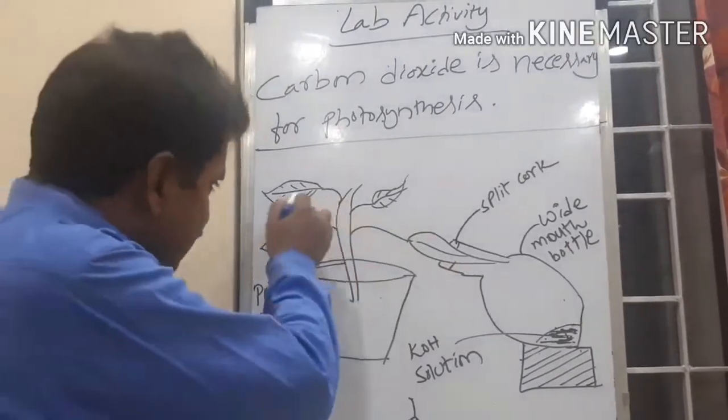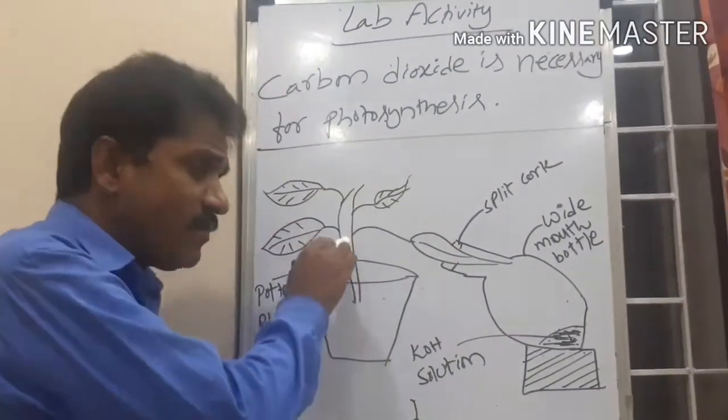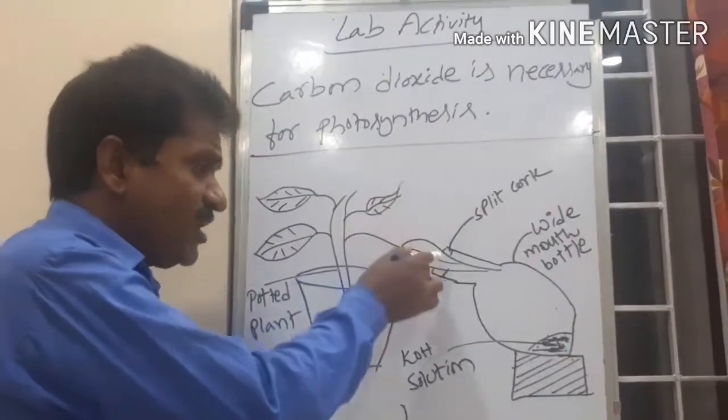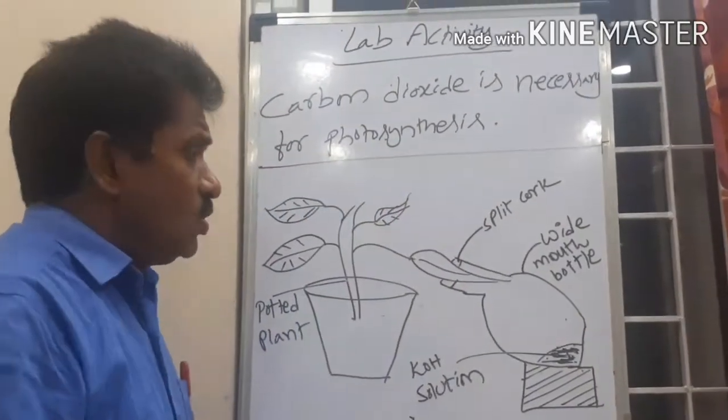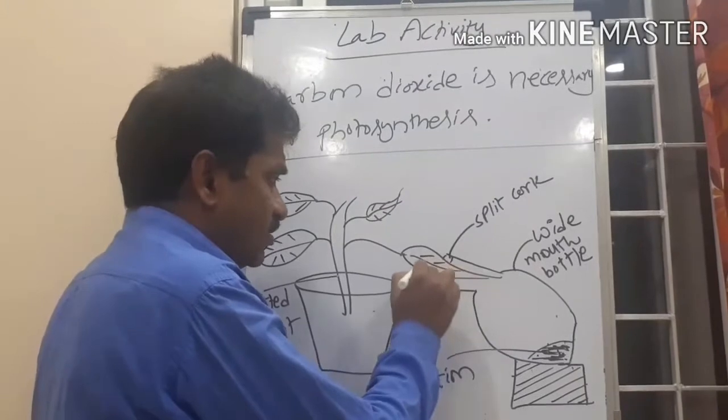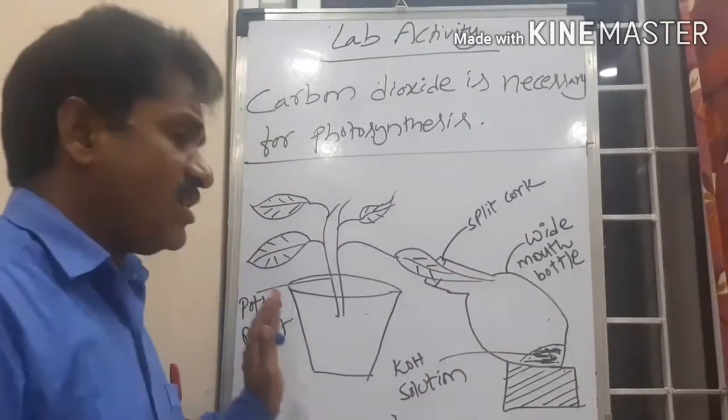So the starch present in the leaves is consumed by the plant. Now the leaves are free from starch. In this way we can destarch the plant.